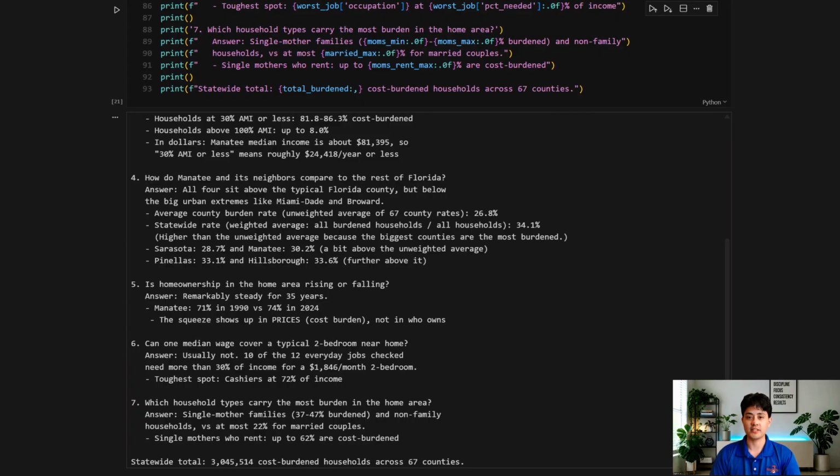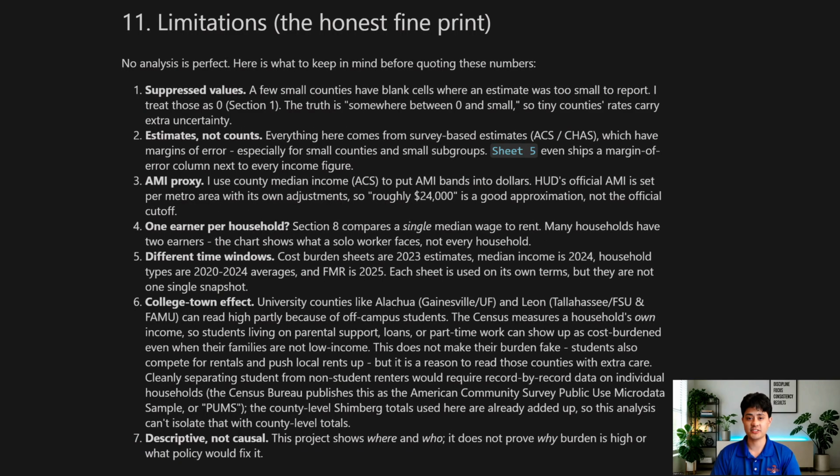It officially flags that single-mother renter families face the steepest regional climb, with up to 62% living in active cost burden. Ultimately, the pipeline proves that across Florida's 67 counties, a staggering 3,045,514 households are actively cost-burdened, wrapping up a completely automated end-to-end data engineering architecture. Before we wrap up, let's look at the limitations section of the notebook for a quick data audit reference.